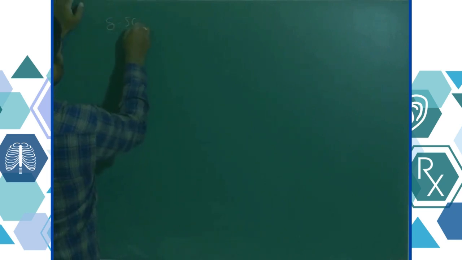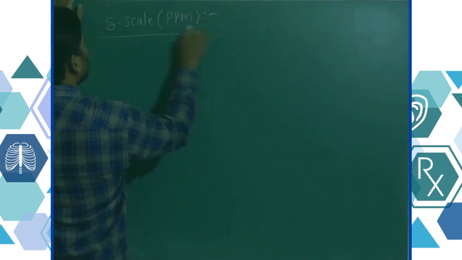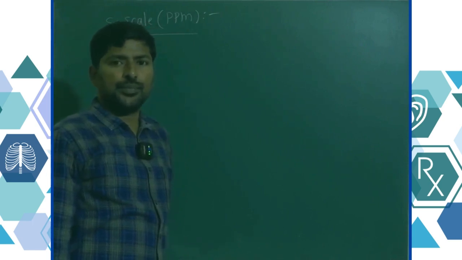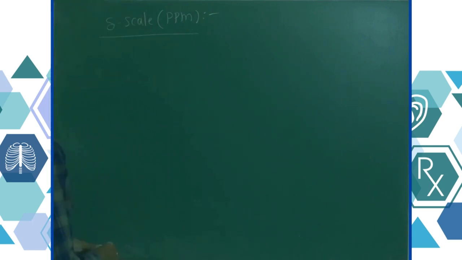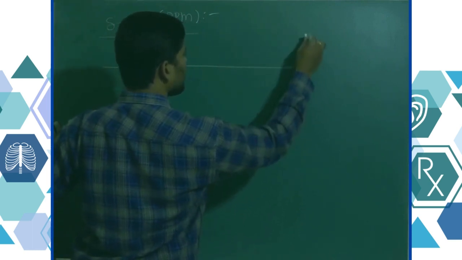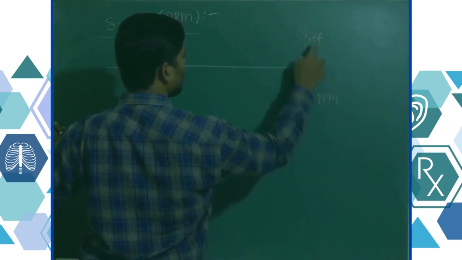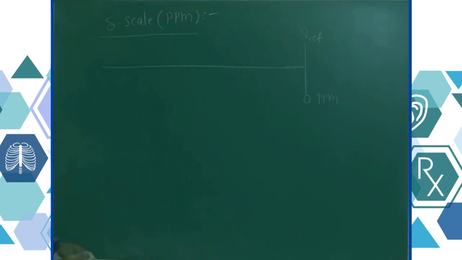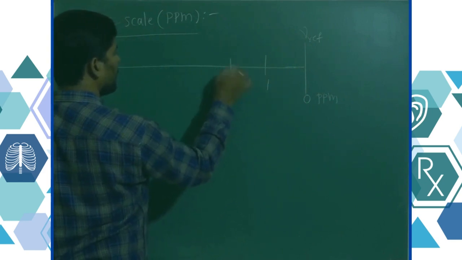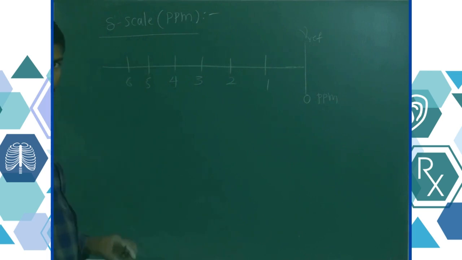So the delta scale. In this scale we express chemical shift in ppm, that means parts per million. Reference proton frequency is set at 0 ppm. After that we have 1 ppm, 2 ppm, 3 ppm, 4 ppm, 5 ppm, 6 and so on, like this we have.